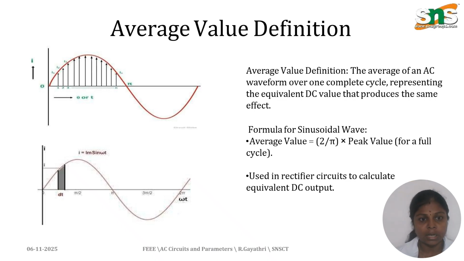In DC circuits, it is represented as an equivalent DC value that produces the same effect. The average value is represented by 2 by pi into the peak value of the full complete cycle. The peak value is the maximum value of that particular sinusoidal waveform. And mostly the sinusoidal waveform is used in rectifier circuits to calculate their DC output.